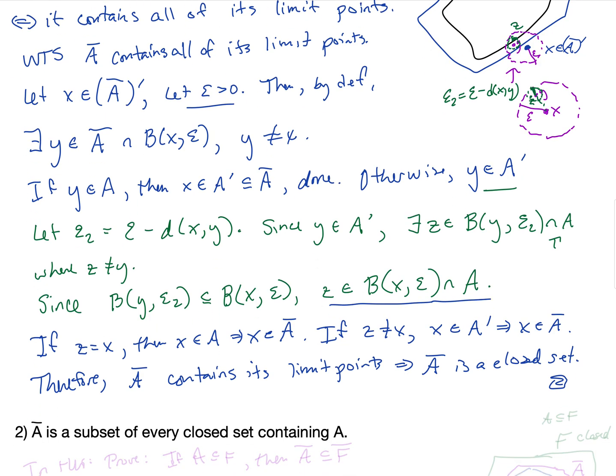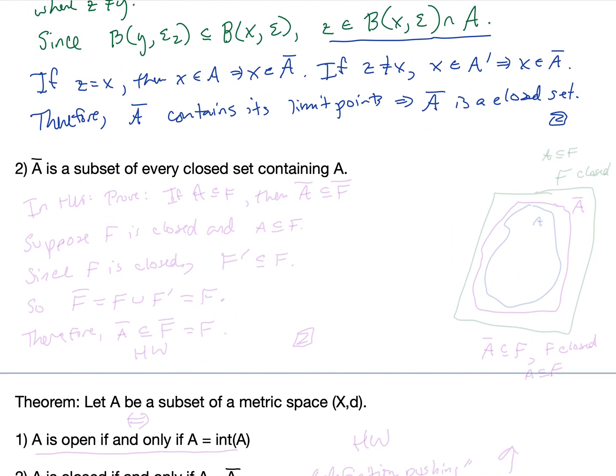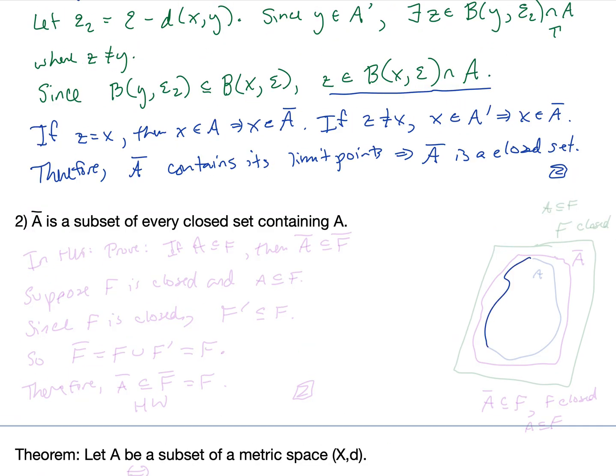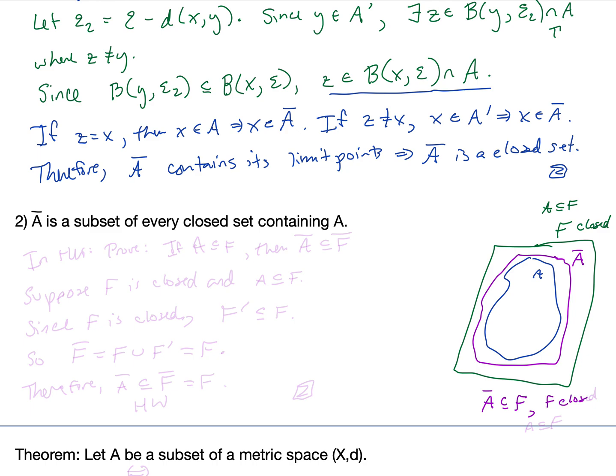Our second part of this theorem is that A closure is a subset of every closed set containing A. So if we've got our set A, and we've got some closed set containing A, let's call it F. Let's say that F is closed and A is contained in F, then it must be the case that A closure is a subset of F. So that's what we're saying is true.